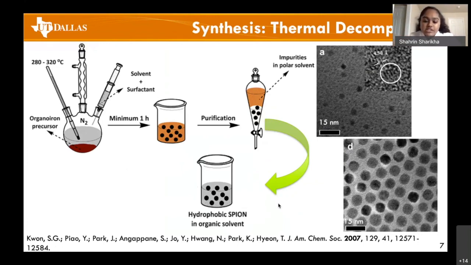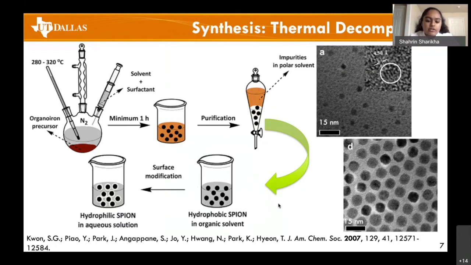However, one of the disadvantages is that after the first step, you acquire hydrophobic nanoparticles. With the co-precipitation method, we solve this by adding a surfactant or some type of hydrophilic ligand during the synthesis. But in this case, you can't do that all at once, and you have to take an additional step to modify the surface. After doing that, you can acquire the hydrophilic SPION, but it just takes a bit longer to carry out this process.